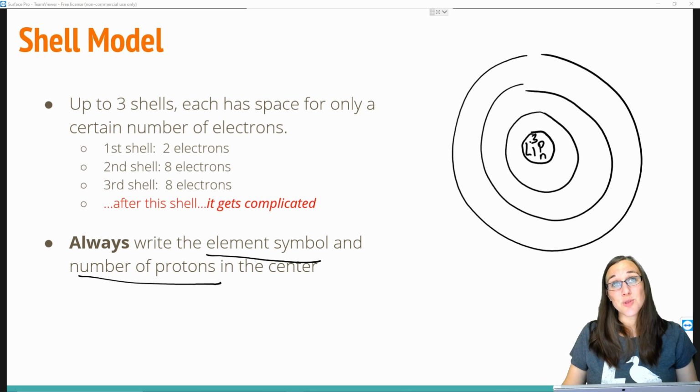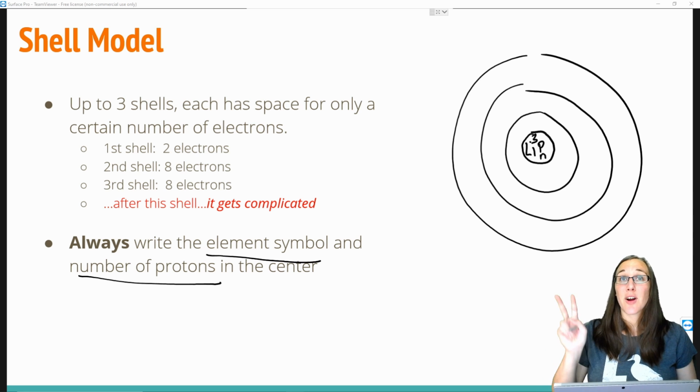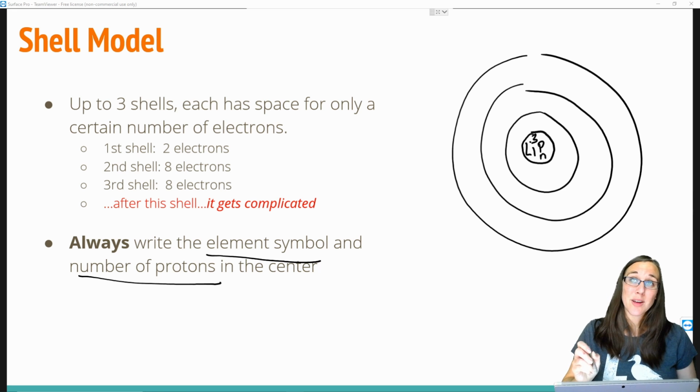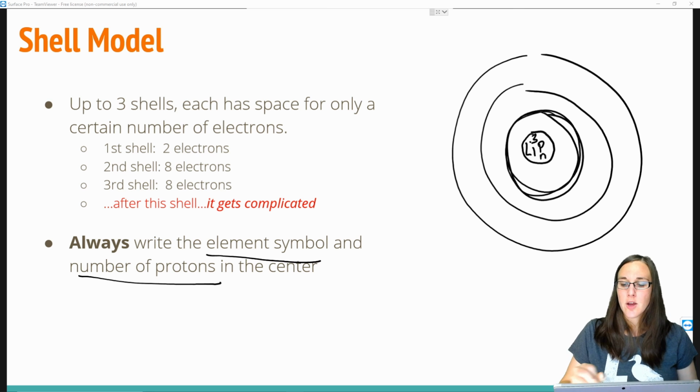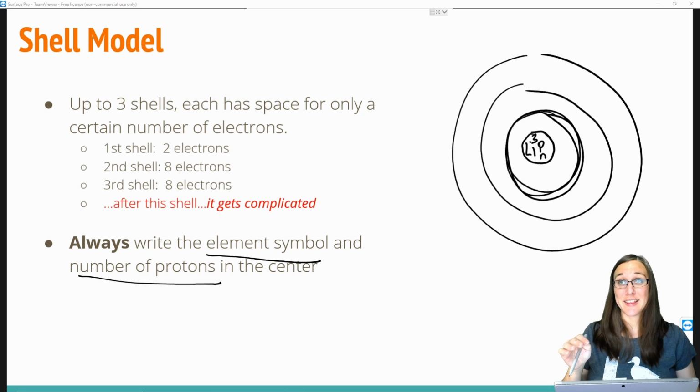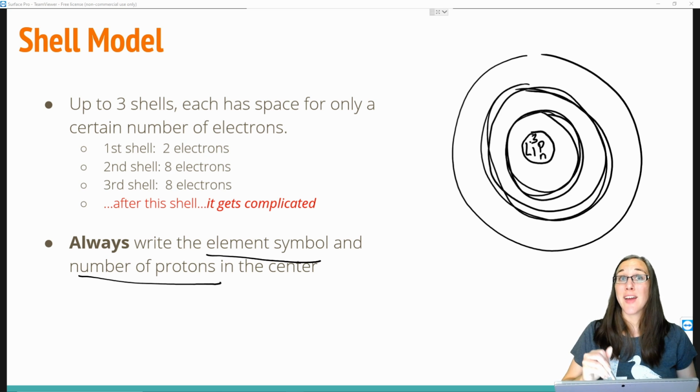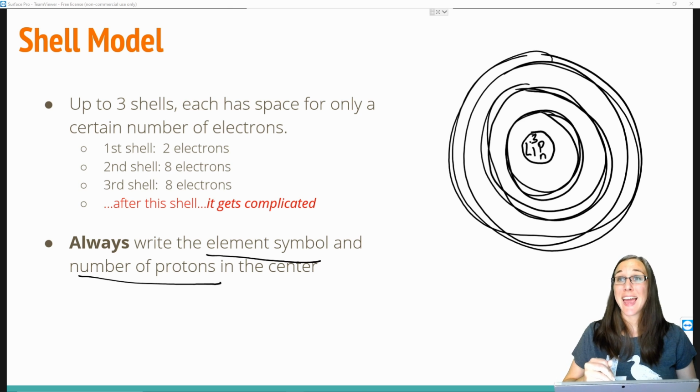We know that for a neutral atom, there has to be the same number of electrons as there are protons. So in this case, there would also be 3 electrons. This is where we start filling those shells with the electrons. And we fill them according to a certain amount. In this first shell right here, we can only put 2 electrons, max of 2 forever and always. You can't put more than that in there. In the second shell over here, we can put a max of 8. And in the third shell, also a max of 8.